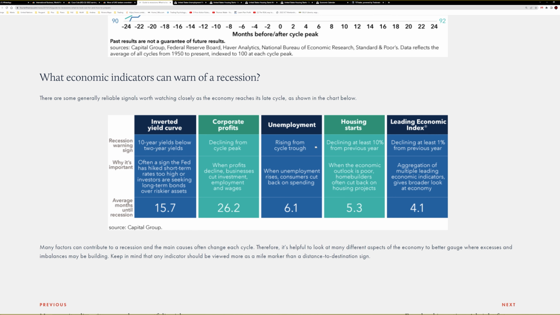What else? We have housing. Housing is one of the big sectors, one of the sectors that has more impact on inflation and on the indicators that the Fed uses for inflation. Housing is quite important, and a decline of at least 10% from the previous year is called to impact the economy and cause a recession.